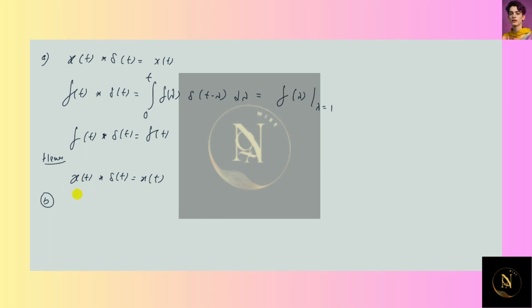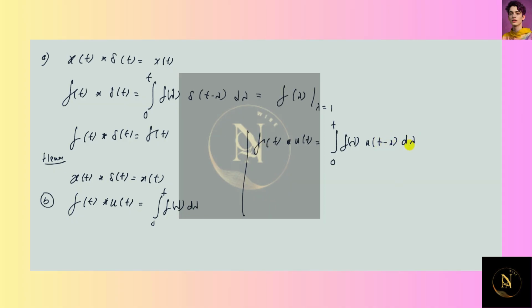Now we have to prove that f(t) multiplied with u(t) is equal to the integration from 0 to t of f(lambda) d lambda. Again we can write this term: f(t) multiplication with u(t) is written as the integration from the limit 0 to t of f(lambda) and u(t minus lambda), d lambda.